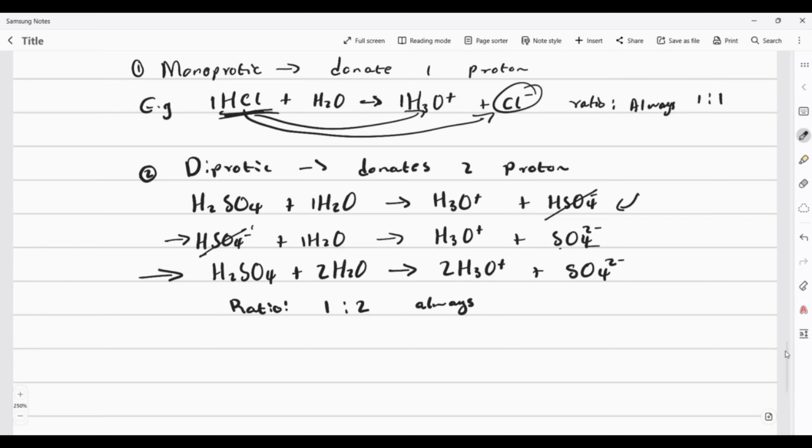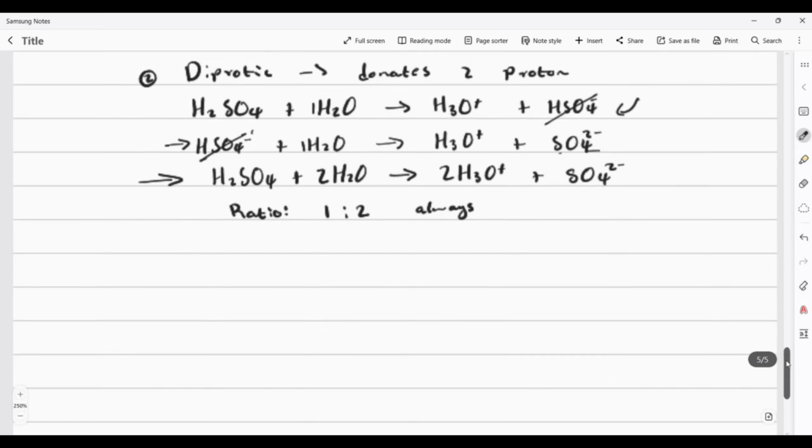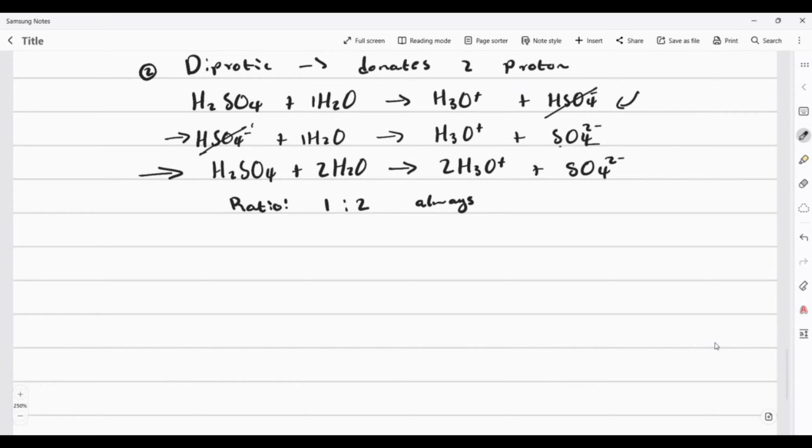So some of you might find other diprotic reactions and then just attempt to do it that way. And then lastly, for triprotic, we have things like H3PO4 over there. You apply the same thing until you have PO4 3 minus. That's where your reaction will be complete.